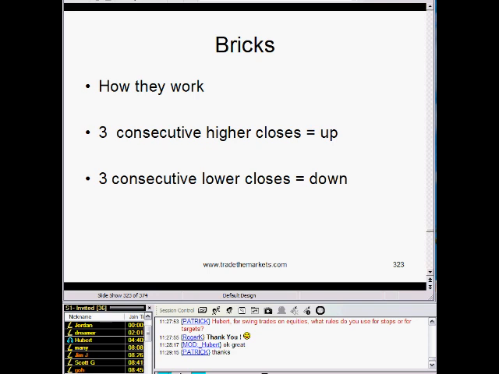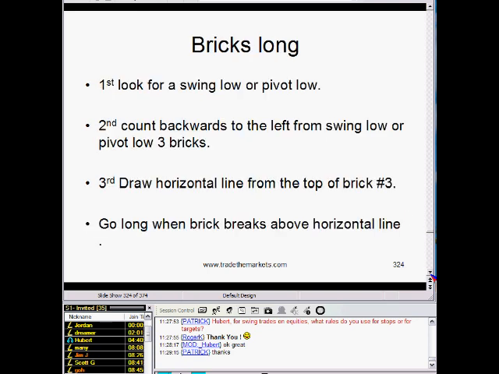I use 3 indicators to confirm what I'm doing throughout the day, and it's in order of importance: squeeze, bricks, and TTM trend. So how bricks work is there's a little bit of voodoo going on in the code, but the major premise is 3 consecutive higher closes up or 3 consecutive lower closes down.